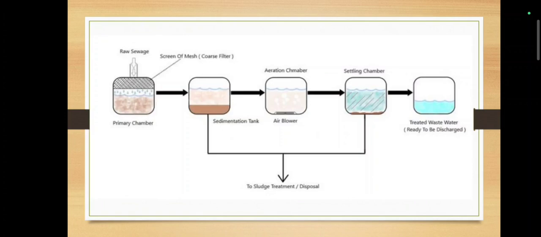Tertiary treatment. Advanced chemical processes remove nitrogen and phosphorus. Chlorination, carbon filtration, or similar methods further purify water, making it safe for reuse and commercial purposes.